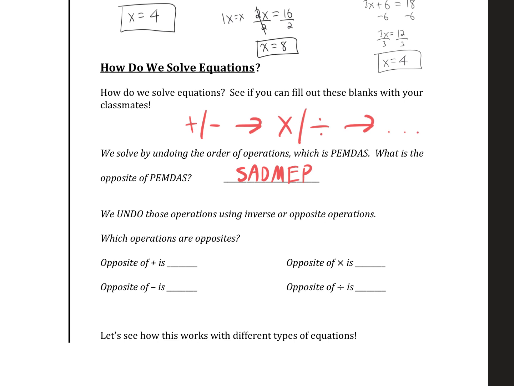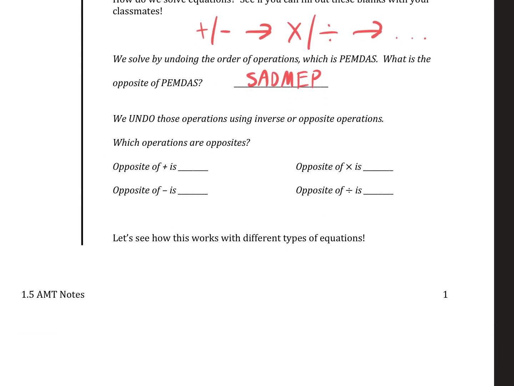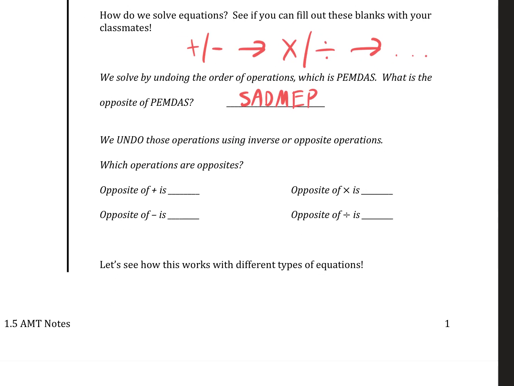So as a general rule, we want to take care of addition, subtraction first, and then kind of do the opposite of what we normally do with PEMDAS, okay? Because we're kind of like unwrapping a present or an onion to get to that x. And so we talked about using inverse or opposite operations.